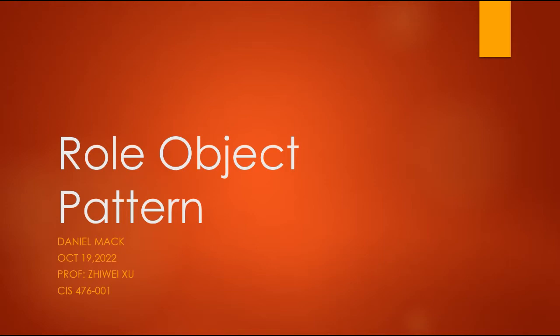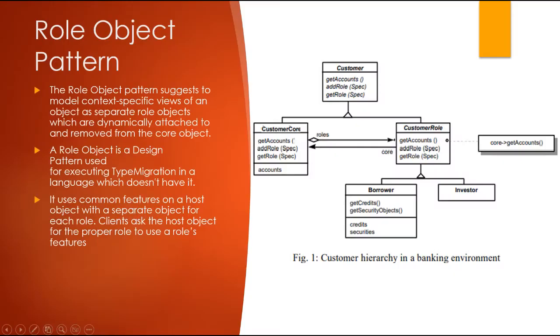I'd like to present to you the role object pattern. Now, what is the role object pattern? The role object pattern suggests to model context-specific views of an object as separate role objects, which are dynamically attached to and removed from a core object.